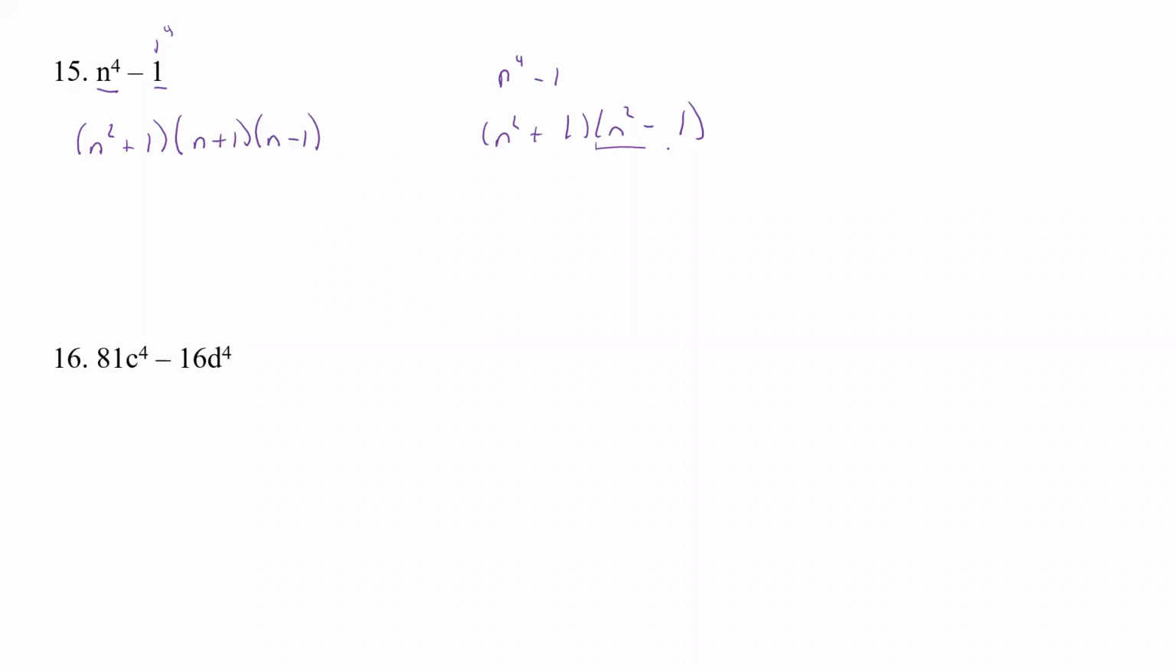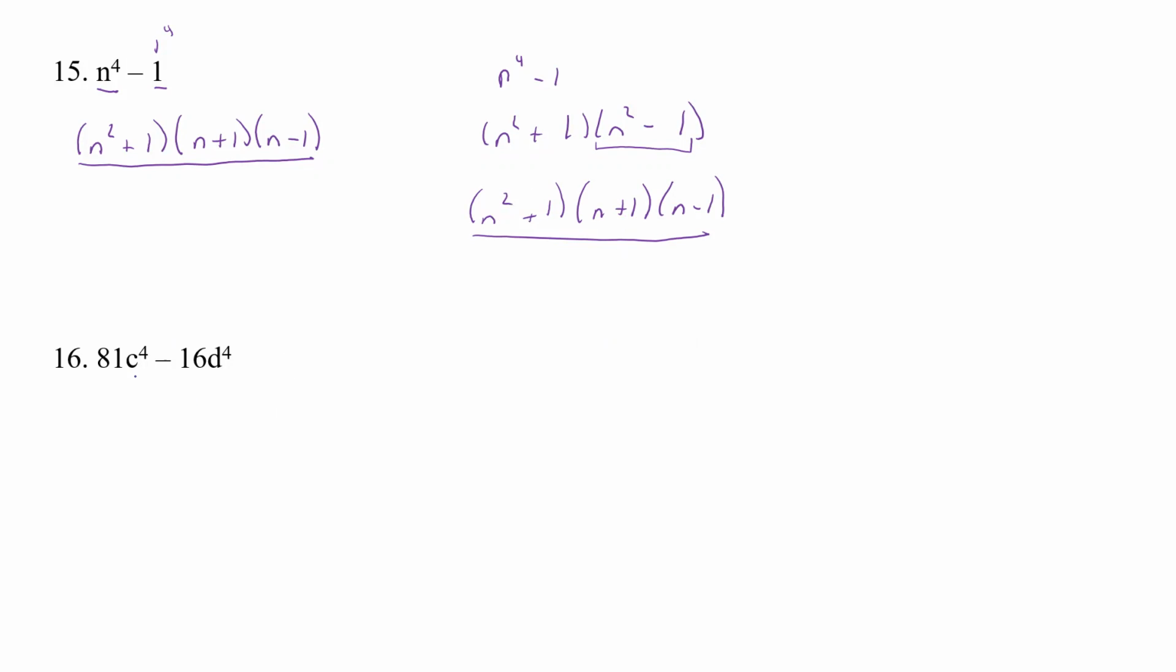Now we notice that that's again a difference of squares. So that's going to give us n squared plus 1 times n plus 1 times n minus 1. And lo and behold, we have our same thing on both of them. And again, we can't take the sum of squares and factor that. And so that is not factorable, but our difference of squares we could factor.